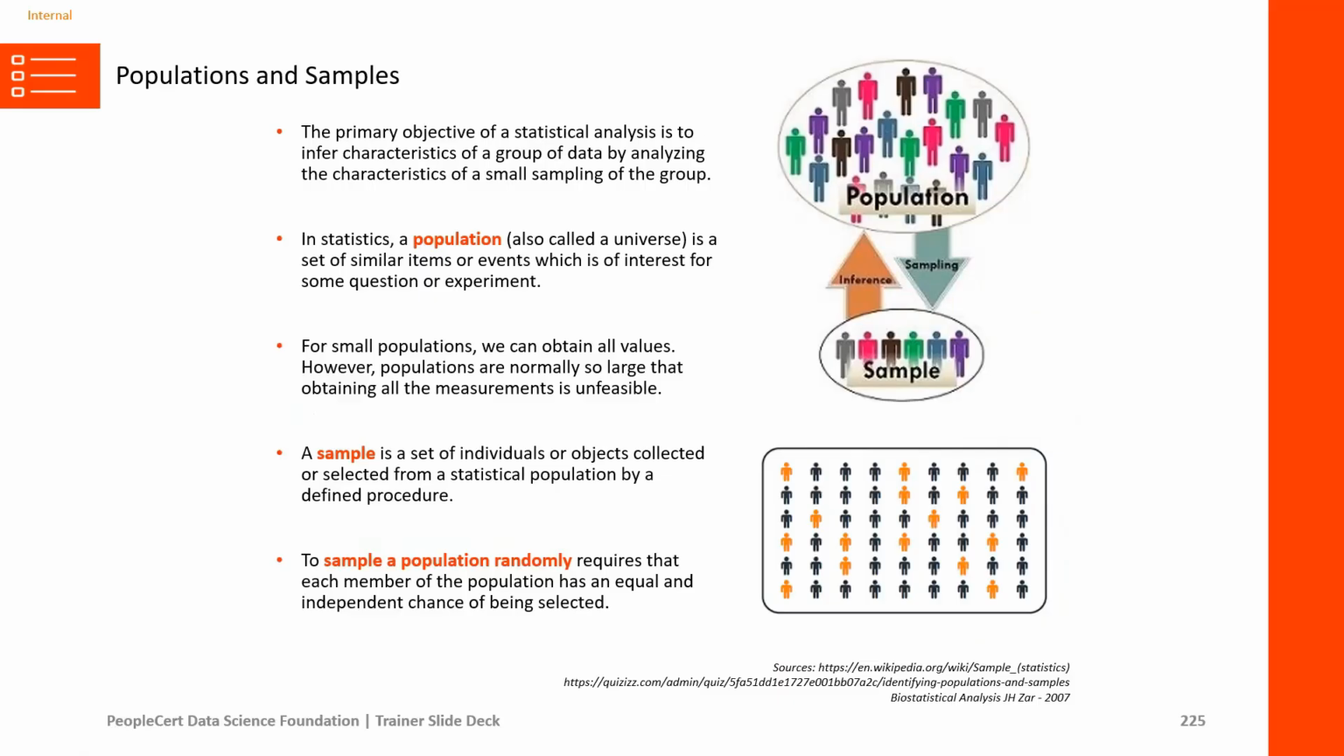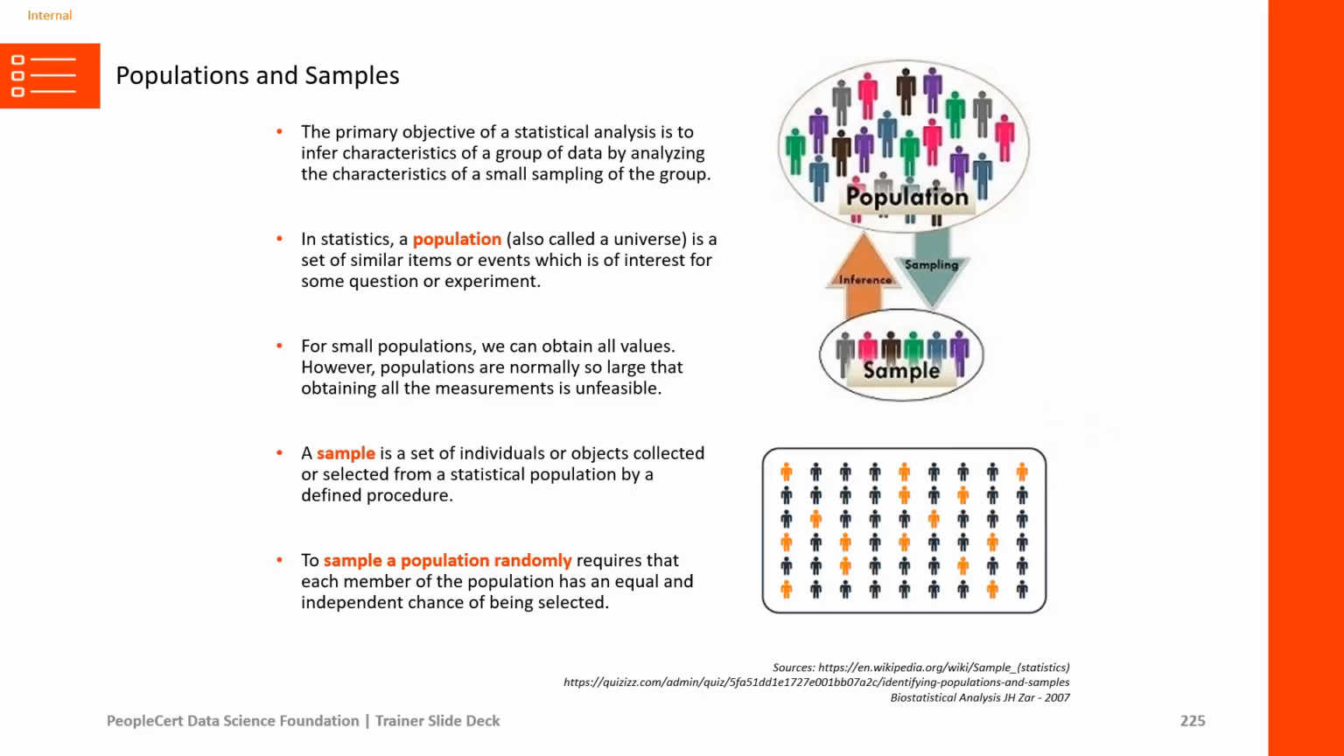In statistics, a population, also called the universe, is basically a set of similar items or events which is of interest for some question or experiment under consideration. So that is the definition of population. It is the set of similar items or events which is of interest for your experiment.